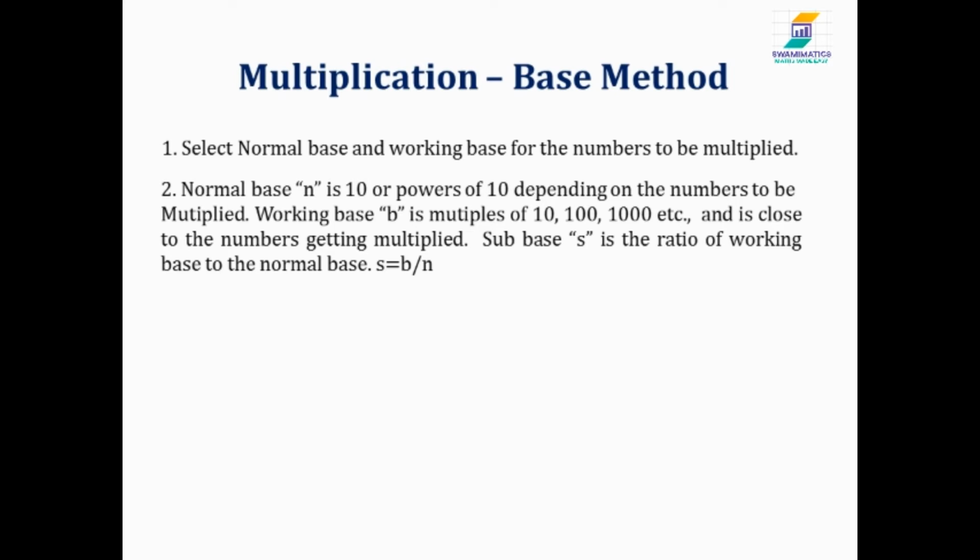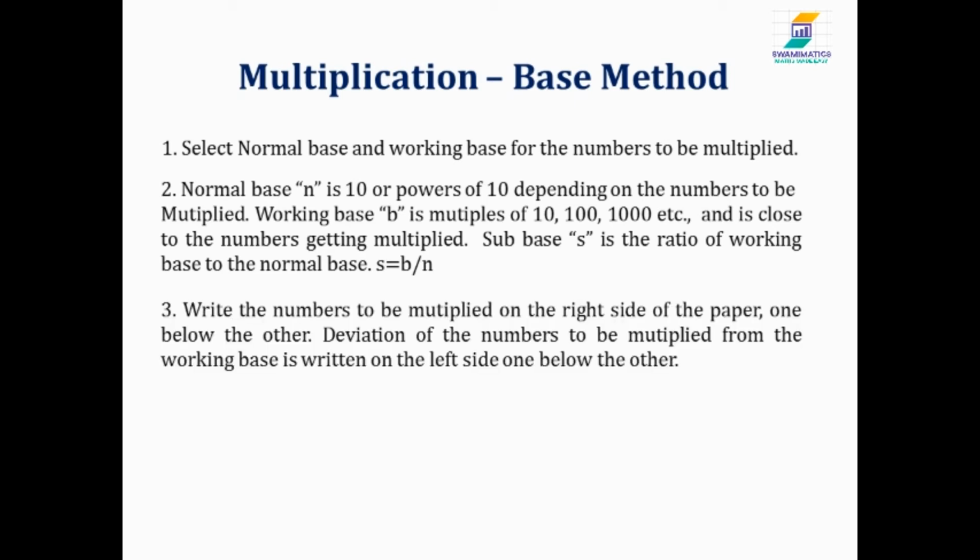But suppose you are multiplying 43 and 45. These are numbers close to 40. So in that case, I will say my normal base is 10 and the working base is 40. Now, we will call one more thing the sub base. Sub base is the ratio of working base to the normal base. So if I take my working base as 40, my sub base is 40 divided by 10, which is 4.